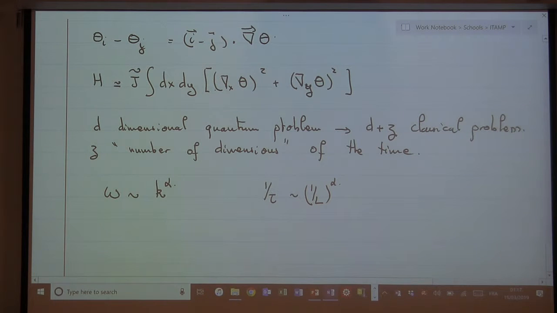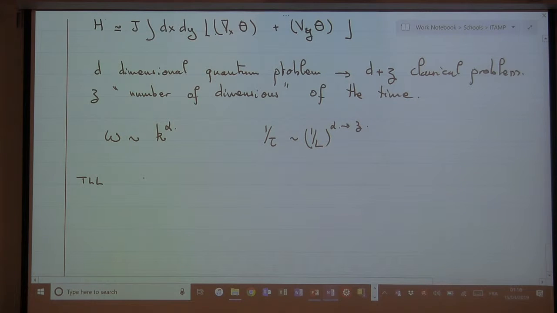So z depends on the spectrum of the quantum problem. In general, you will map a quantum problem in d dimensions to a classical problem in d plus z dimensions, where z is a function of your spectrum. Here alpha is actually what I call z. It's called the dynamical exponent. For our Luttinger liquid problem, omega is u times k, so z is equal to 1. But it's not general. You could have quantum problems for which z is equal to 2, or 3, or 1/4.